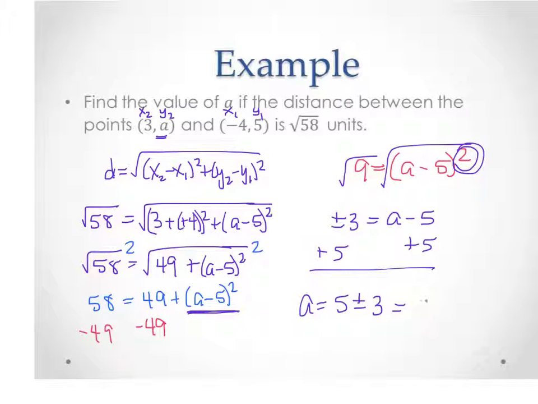5 plus 3 is 8. 5 minus 3 is 2. And that is so a 2. It's a 2. Alright, there's your 2 answers. Both of those work. 3, 8 and 3, 2 are both the square root of 58 units away from negative 4, 5.